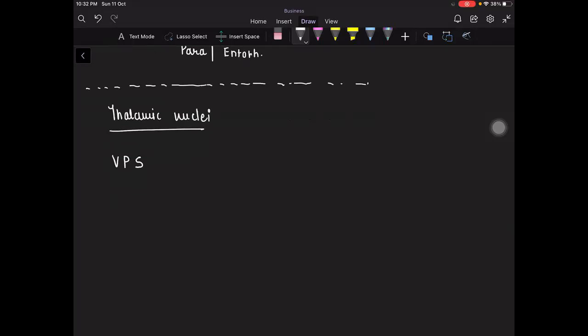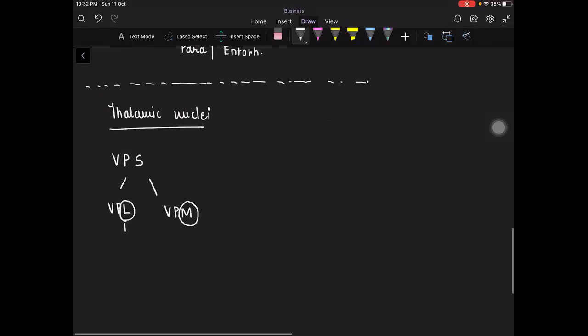The way I remembered it is vain people are sensitive. All right, VPS, or vain people are sensitive. So VP essentially will divide into VPL and VPM. That is ventro-posterolateral nucleus and ventro-posteromedial nucleus. L, remember, is for limbs. And M, essentially, I remembered, is for mouth or face.